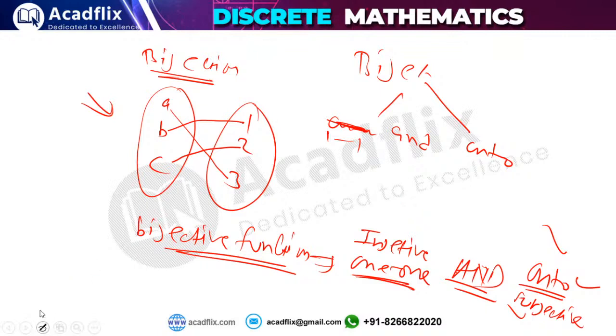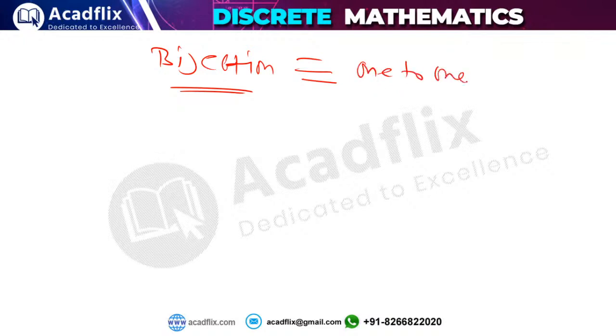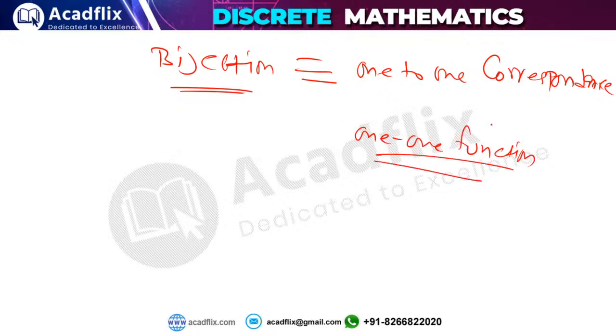Anyway, these are the special functions we have seen. There is another name for bijection: one-to-one correspondence. Don't confuse it. A one-one function is different, and a one-one correspondence is different. Bijection is also called one-one correspondence.